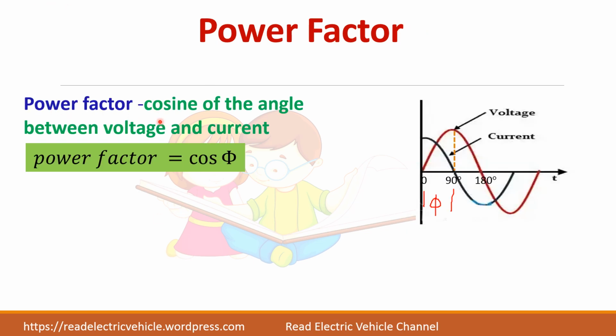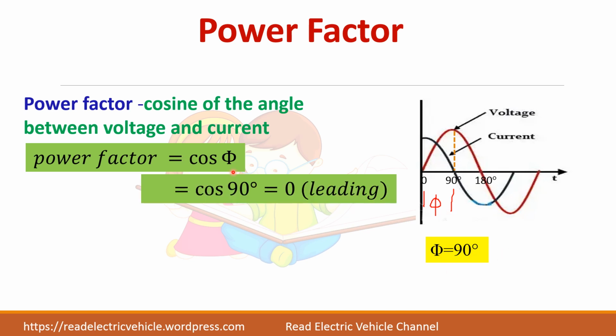Then we will find the power factor, which is given by the cosine of the angle between voltage and current. So here angle is 90 degree. So cos 90 is 0. And in this case we call it as 0 leading because the current is leading the voltage. So we call it as a leading.